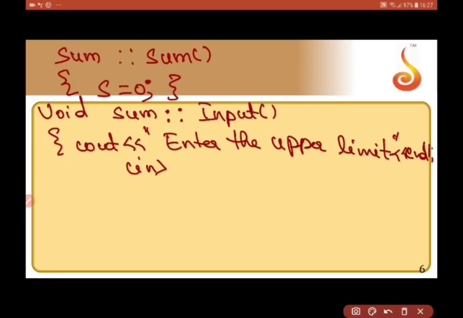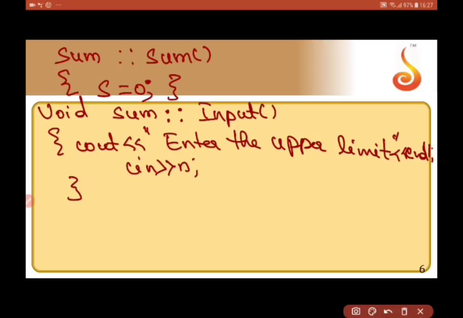cin n. Why is it upper limit? Because natural numbers will be starting from 1. So I wouldn't want the user to enter the lower limit as I know it. But then where should I stop? Till what? So I'm asking the user to enter the upper limit and I'm storing it in n. And again, n was declared in the private section of the class as an integer variable.